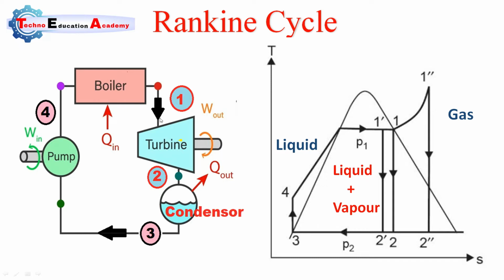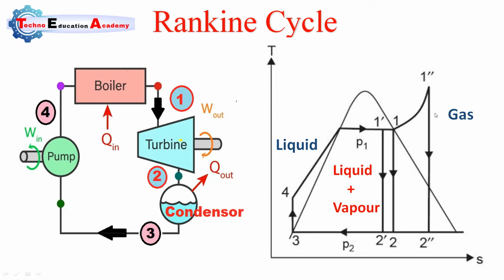Then after this, the steam is expanded in a turbine. As we know, a turbine is an expander. Theoretically, the process in a turbine is isentropic, but practically it is an adiabatic process. We have already discussed the different types of non-flow processes, adiabatic and isentropic, in my previous playlist of engineering thermodynamics.